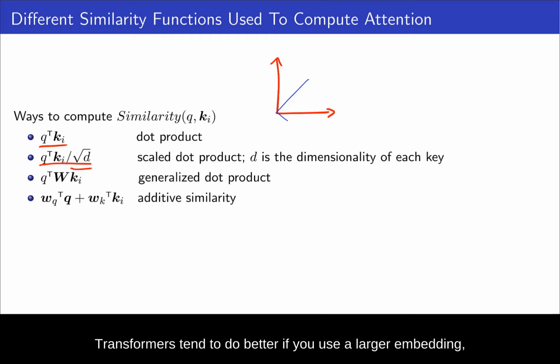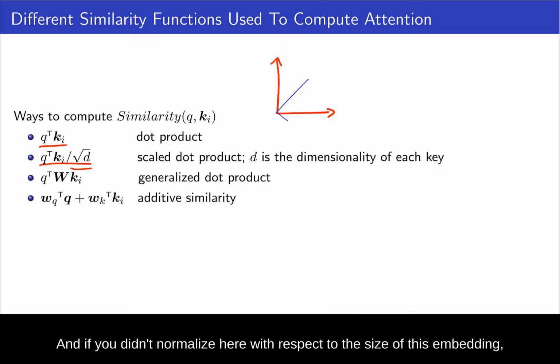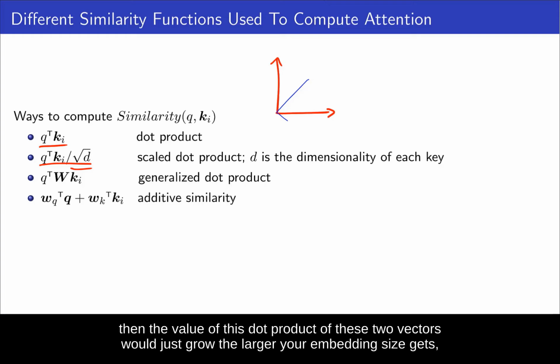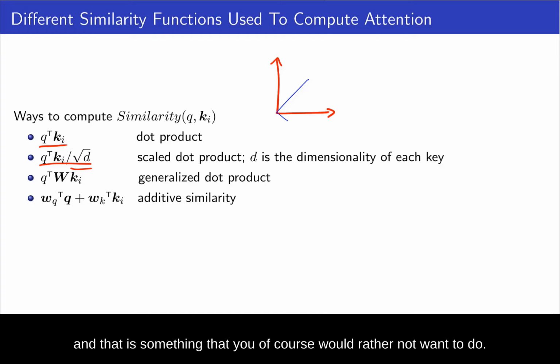Transformers tend to do better if you use a larger embedding, and if you have more compute, then you typically use as large of an embedding as you can get away with. And if you didn't normalize with respect to the size of this embedding, then the value of the dot product of these two vectors would just grow the larger your embedding size gets, and then you would have to retune your parameters if you were to change your embedding size, and that is something that you, of course, would rather not want to do.